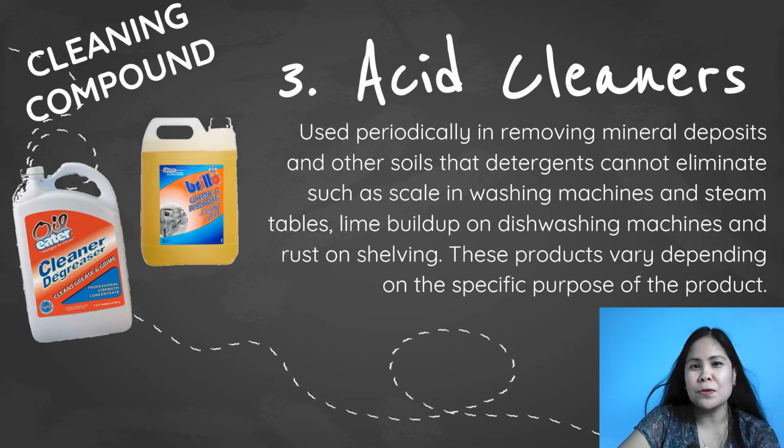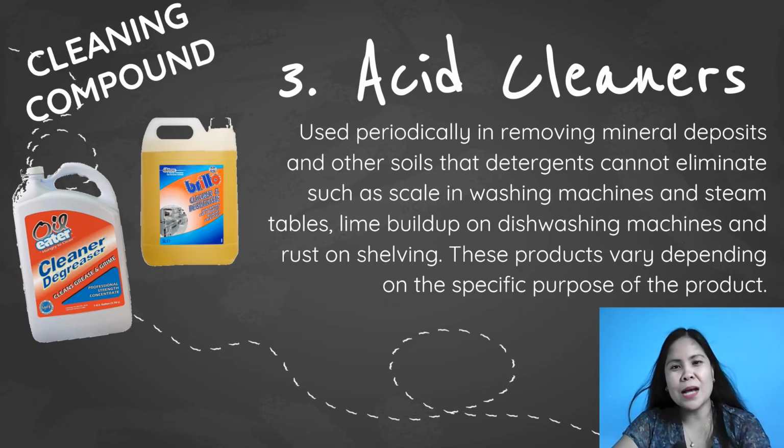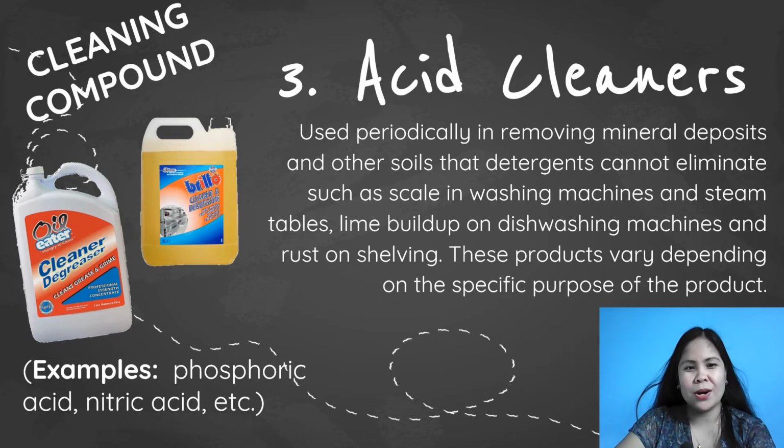They are useful in removing tarnish from brass and copper. Mildly acidic cleaning products include vinegar, acetic acid, and lemon juice, which is citric acid. Examples of acid cleaners are phosphoric acid and nitric acid. That is acid cleaners.